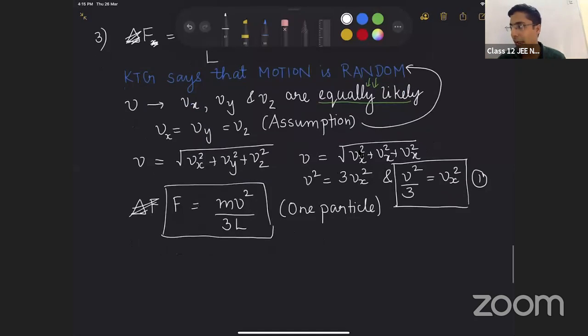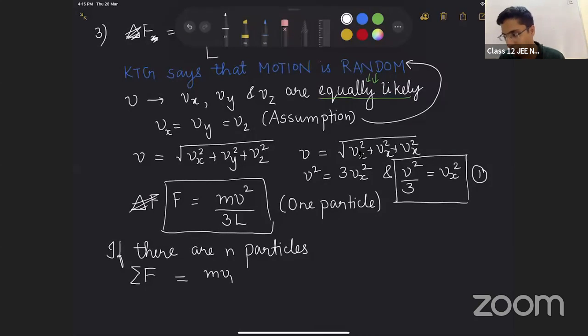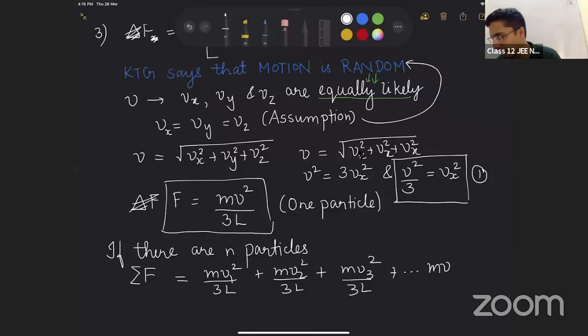So if there are n particles, the total force F will be the first particle's mv1 square by 3L, the second particle's mv2 square by 3L, the third particle's mv3 square by 3L. Like this there will be lots of particles. Every particle will give mV square by 3L force. This is what will happen.